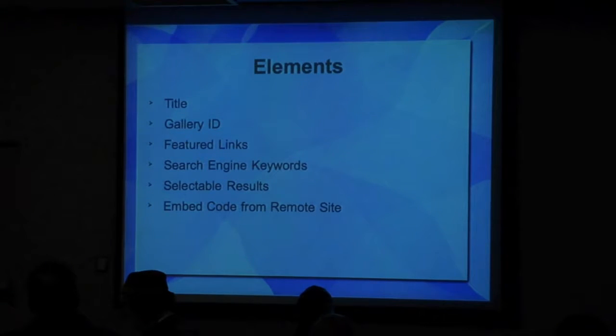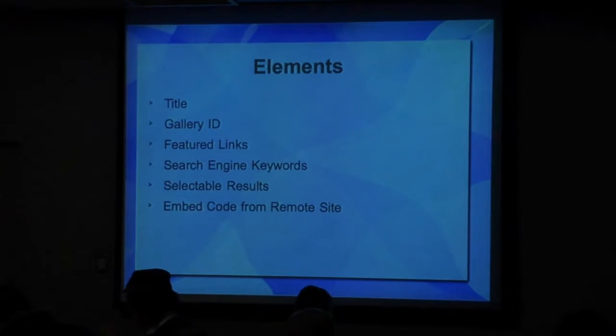So, in the elements for this field, and this is going to be on a node form, we want to get a title. We're going to be getting photos from a gallery on a photo site, so we're going to need the ID for that gallery, so we can use that to get the photos and build a special show. We also want to be able to add some features links, so we can relate some other content to the content that we're creating.